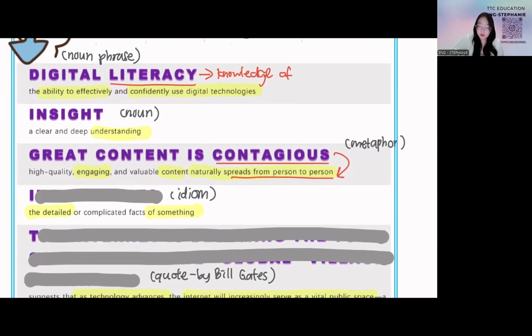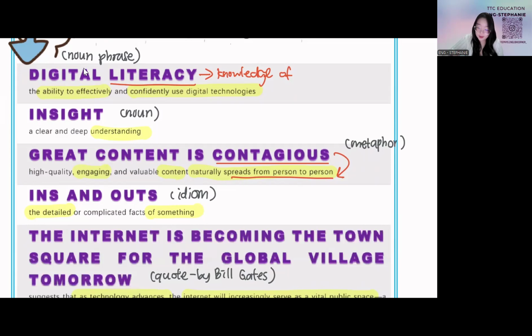Moving on to the next one, we have the idiom "ins and outs." It means the details or complicated facts of something, the overall stuff of something. All right. Moving on to the next one. This is a quote by Bill Gates. It is a bit lengthy, yes, I know, but it's quite useful as well.